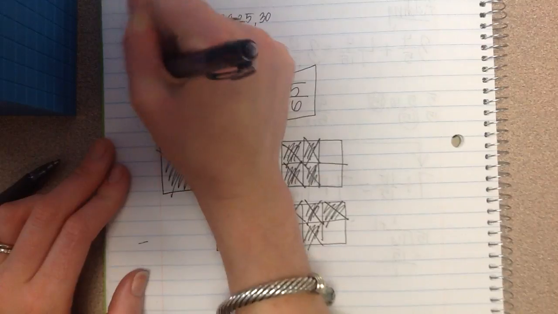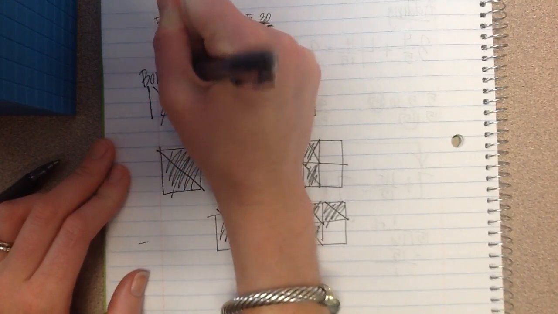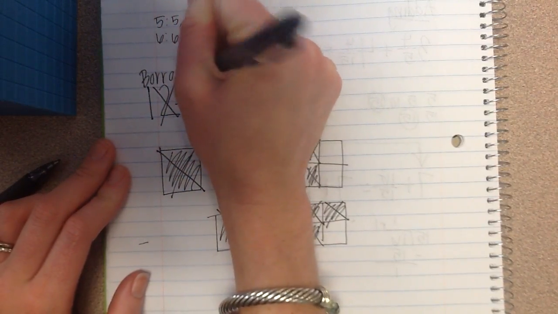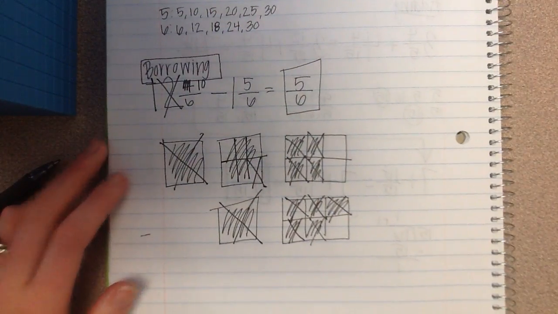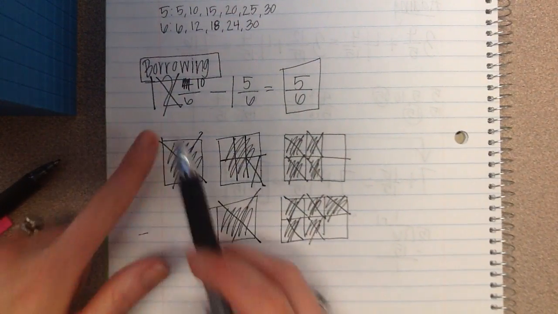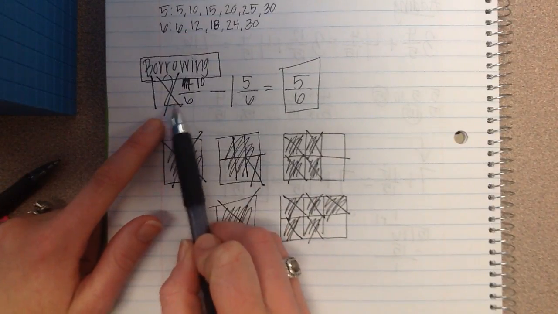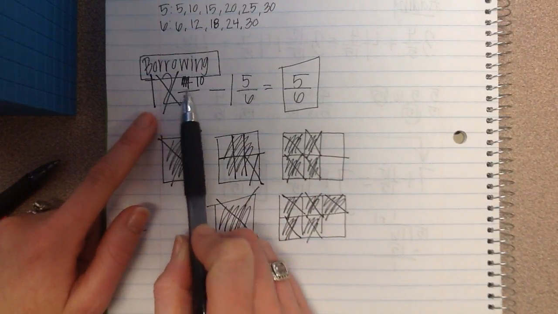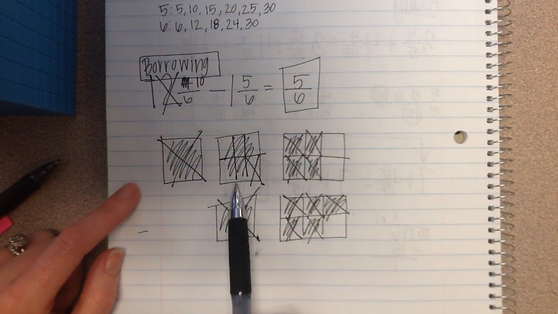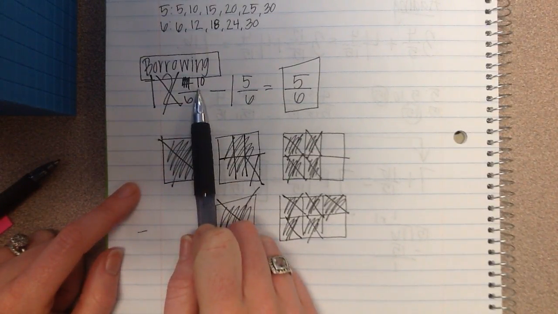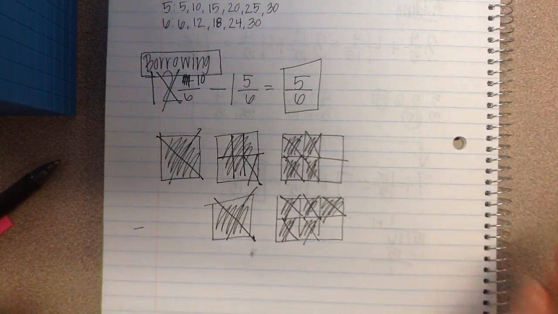This is the borrowing method. Okay, we had to borrow. What we did is we took this whole and we had to break it down into parts, and that's how we got our 10. Now, I'm going to do another one.